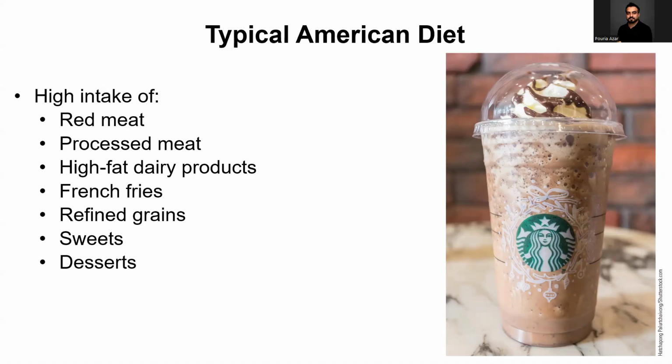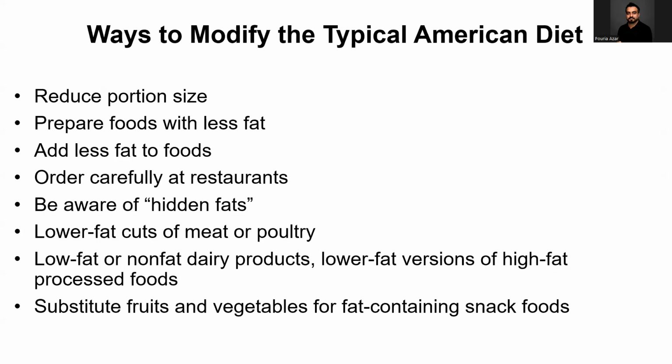The typical American diet, as we already know, has a high intake of processed meat, red meat, sweets, refined grains, French fries, high sodium, high saturated fat, high cholesterol, sometimes trans fatty acids, and high added sugar. That's a typical American diet.